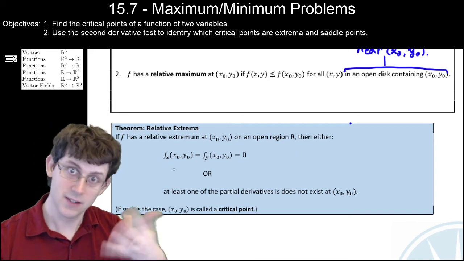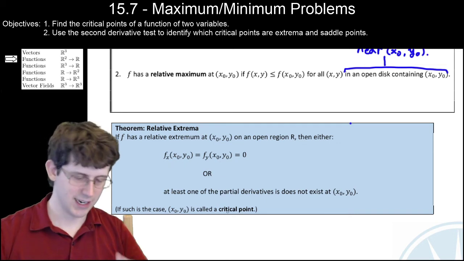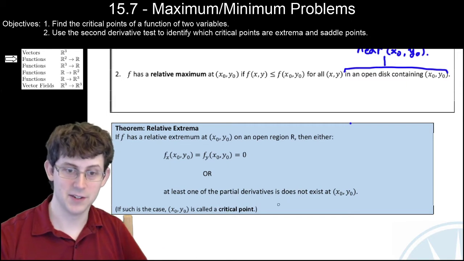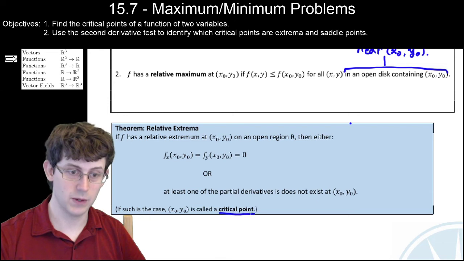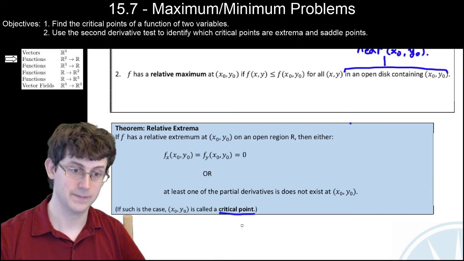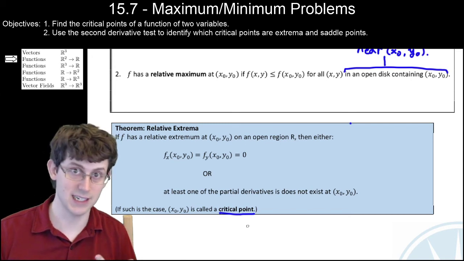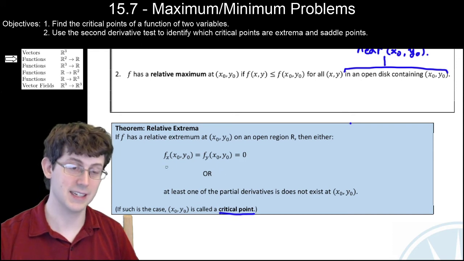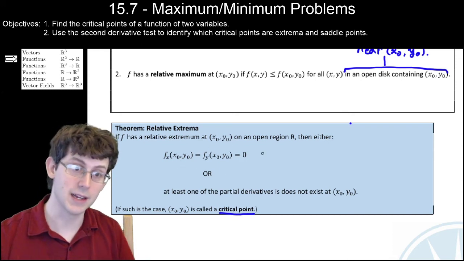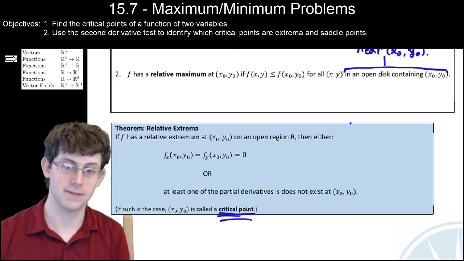If you're at the top of a hill or the bottom of a hill, then the partial derivatives, both x and y, will equal 0. If you're at a cusp or a corner or something, then you'll have a partial derivative that does not exist. So if either one of these is the case, then we will call it a critical point. Just like in Calc 1, take the derivative, set it equal to 0, or see if it doesn't exist. Here in Calc 3, it's take each partial derivative and set them all equal to 0 at the same time, or find one of them that does not exist. And those will be the critical points.